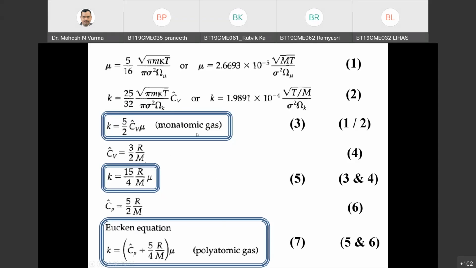This is true for polyatomic gases and monoatomic gases also. But most of the time for polyatomic gases, this equation is used, and for monoatomic gases, the earlier equation is used. Even if you use this for polyatomic gases, you will get some error, but you will get a close value. This will be more correct for polyatomic gases.